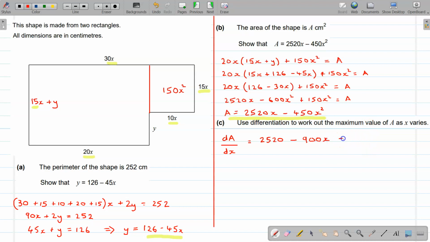Okay, and that has to equal 0 at a maximum, okay, or a minimum. So we can assume from the question that it'll be a maximum. Therefore, from that 2520 must equal 900x. Therefore, x equals 2520 over 900, and that simplifies quite nicely to 14 over 5.